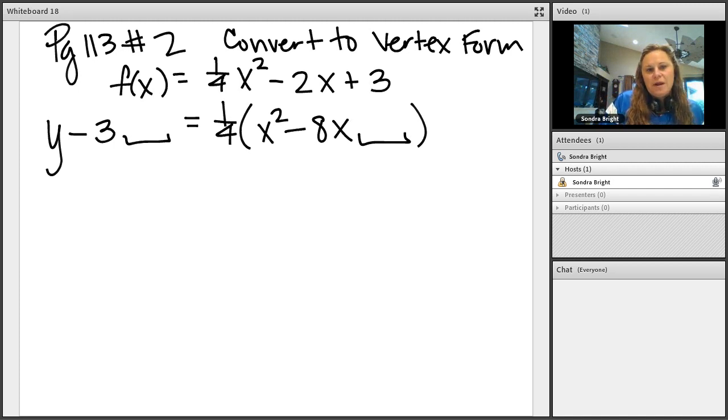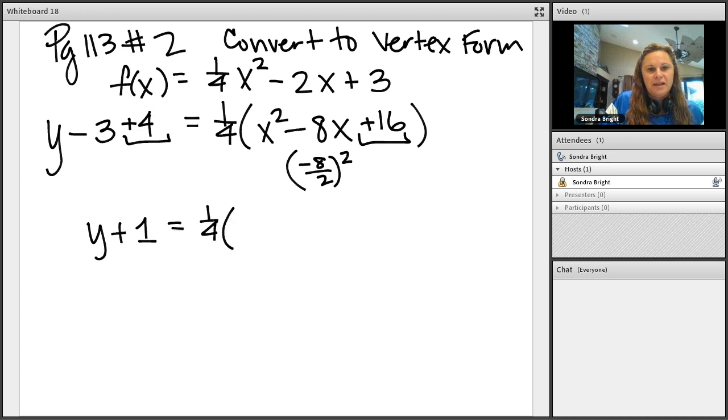You complete the square by taking the coefficient on x, which is -8. I'm going to cut it in half, so -4, and then square it, which is -4 squared, which is 16, so I'm adding 16 here. But be careful, because when you go to add that to the other side, you don't add 16, because what you really added was 1/4 times 16. So that's a plus 4. And then this is y plus 1 equals 1/4 times x minus 4, quantity squared.